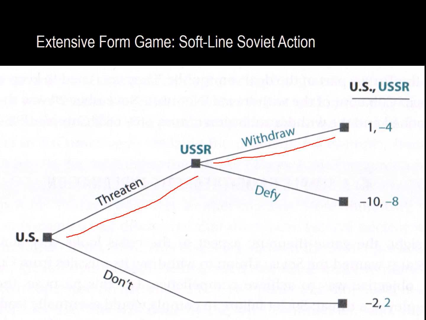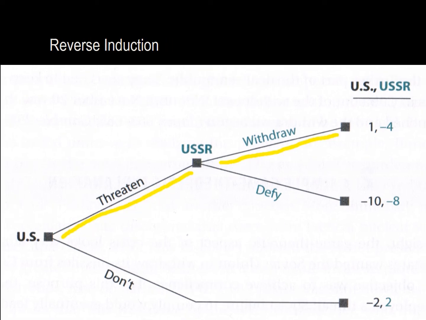And now, in the final step of Zermelo's theorem, we link up those paths. And we can see that the outcome is going to be the US threatening rather than not threatening, and then the USSR withdrawing rather than defying, with a payoff to the US of 1. And we can see here the application of the reverse induction result, which is what we produced just earlier.